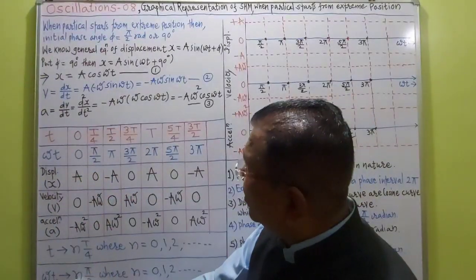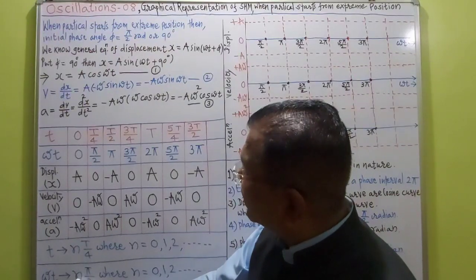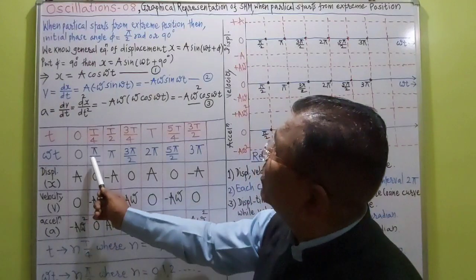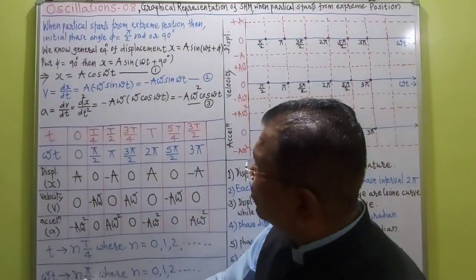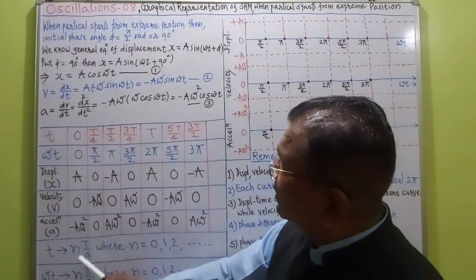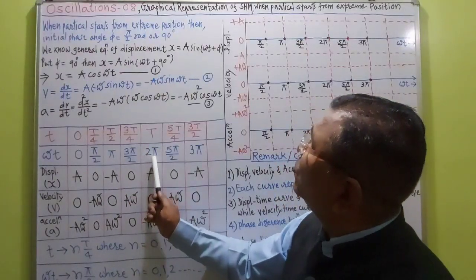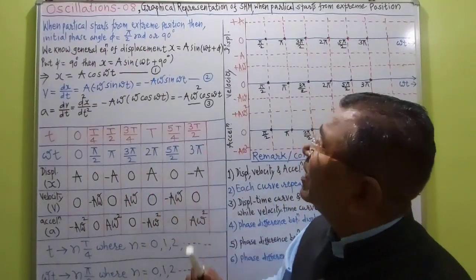Put n is equal to 0 at first: 0 pi by 2, we will get 0. 1 pi by 2, we get pi by 2. 2 pi by 2, 2 gets cancelled, we get pi. 3 pi by 2, we get this as it is. And in this way, 2 pi, 5 pi by 2 and 3 pi.